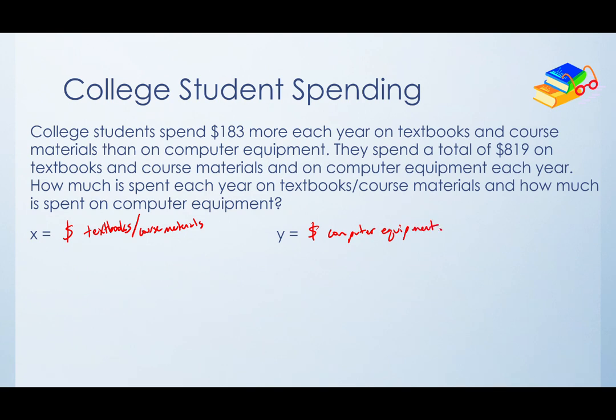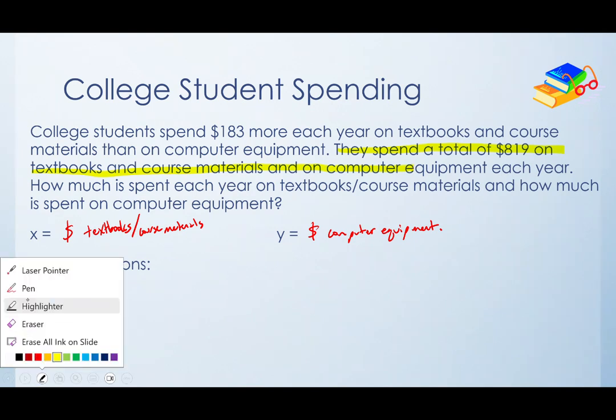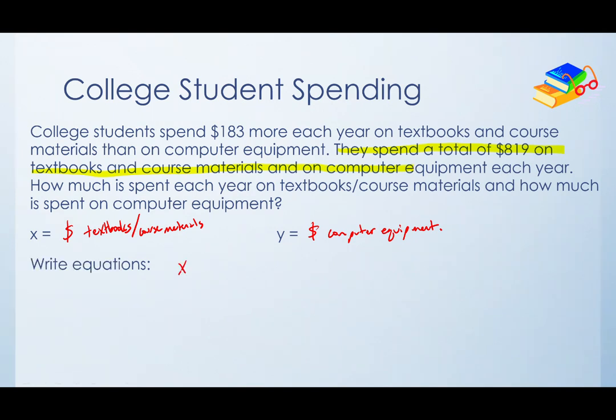Okay, so the hard part on this is, of course, writing the equations. Let's start with the easier one. We spend a total of $819 on everything. So there's our first equation: the money on textbooks plus the money on computer equipment is $819.